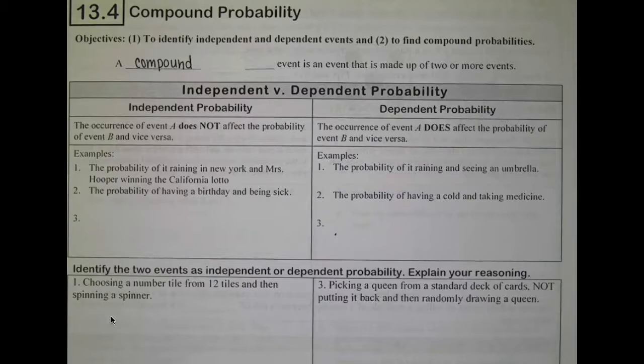Number 2, the probability of having a birthday and the probability of being sick. Those are two events that do not affect each other at all. I'm going to let you guys come up with an example for here.